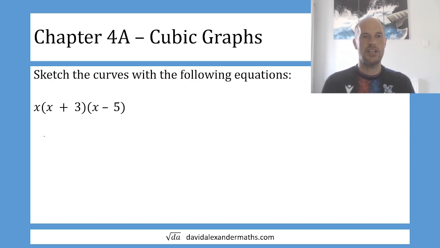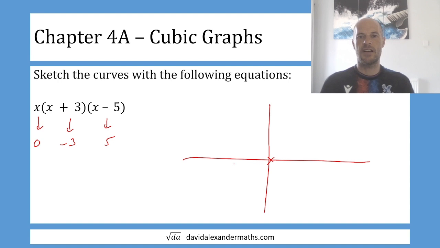Here we've got another cubic, so the intercepts are going to be 0, negative 3 and positive 5. Again, we'll just do a sketch of our axes, so 0, negative 3, positive 5. As it's a positive cubic, it's going to be going up, then down, turning around, and then coming back up again.